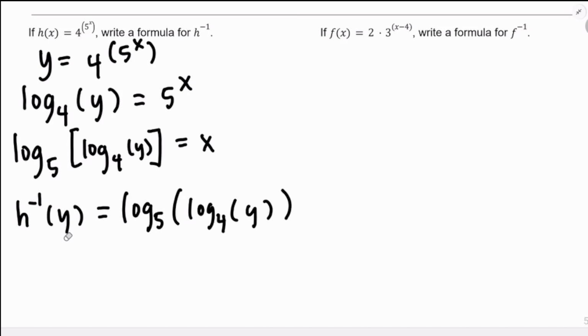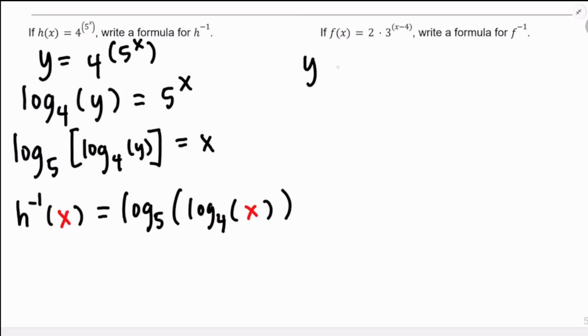So if I want to find h inverse of x, this is an option if you're working with a pencil that has an eraser, you could just do that. Now, on the right, we've got 2 times 3 to the x minus 4. I'm not sure. Okay, it looks a little easier than the other one.